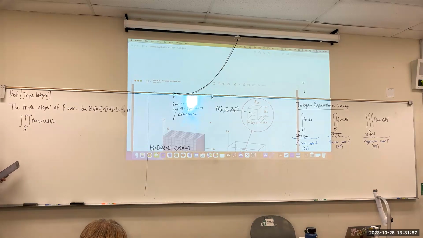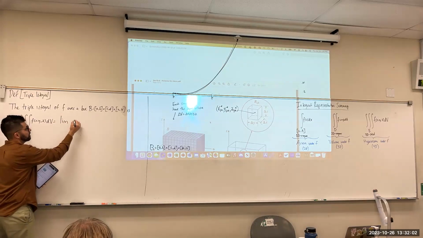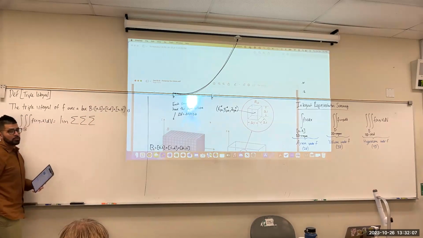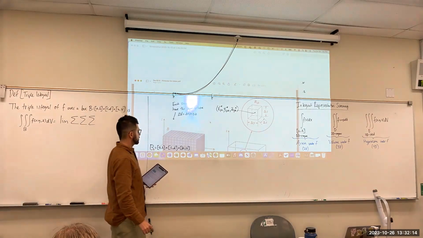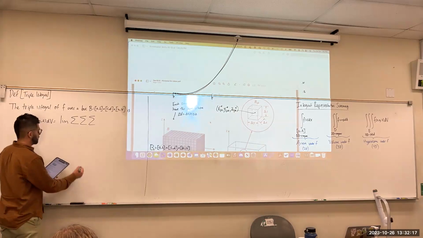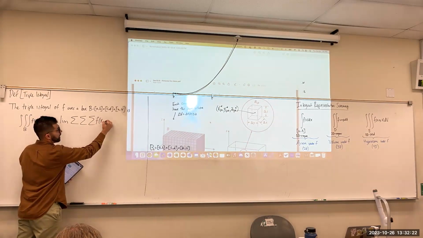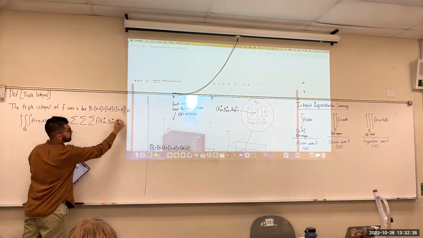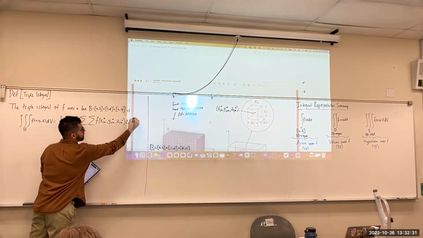And I'm only going to have you guys write this one time. It's going to be the limit of 3 sums. I'm going to have you write this once, because there's 3 sums. And let's put f of x sub ijk star, y sub ijk star, z sub ijk star times delta V.